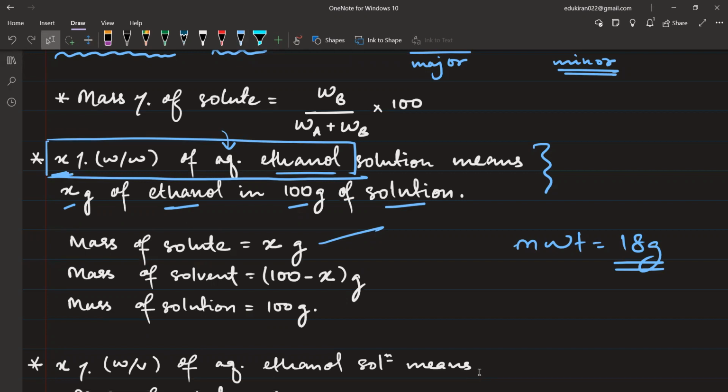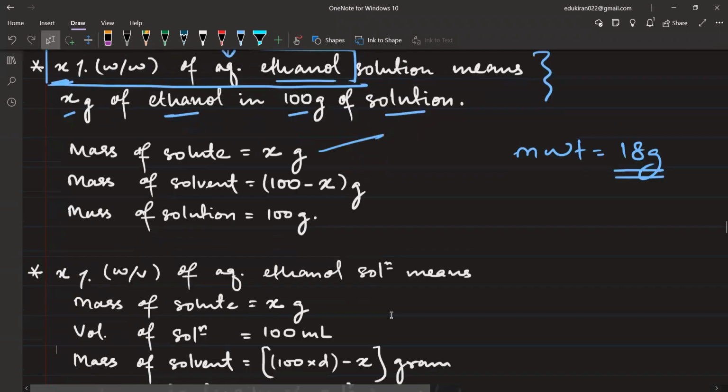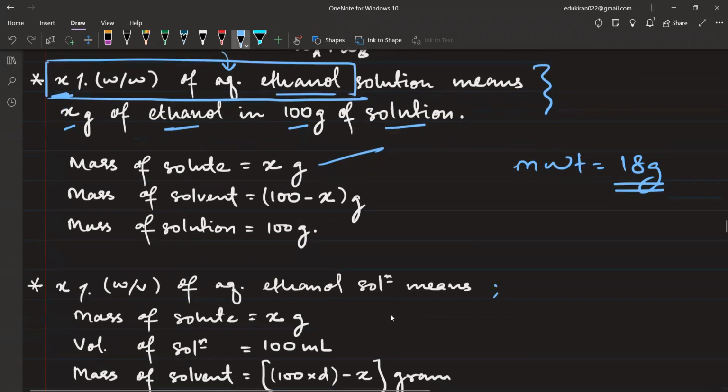Okay, so it is important to understand what are the things that this X percentage W by W is telling me. Next, we have X percentage of W by V. When you have X percentage of W by V, what does it mean? It means that X gram in 100 ml of solution. Okay, so यहाँ पे आप लोगों को क्या पता चल गया फिर से? You now know the mass of solute. It is X grams. What is the volume of solution? It is equal to 100 ml.